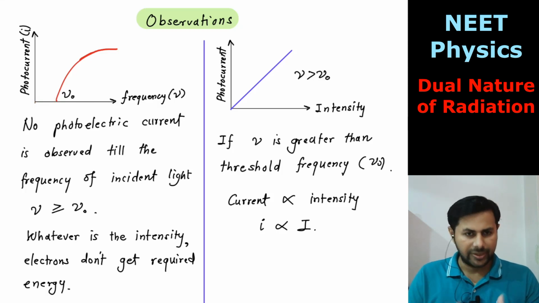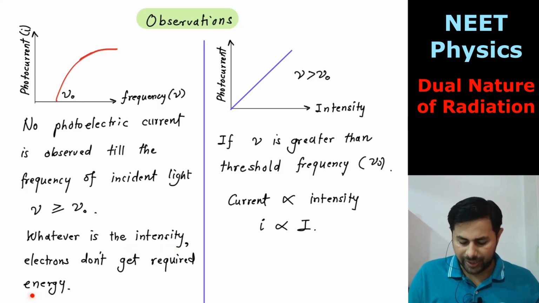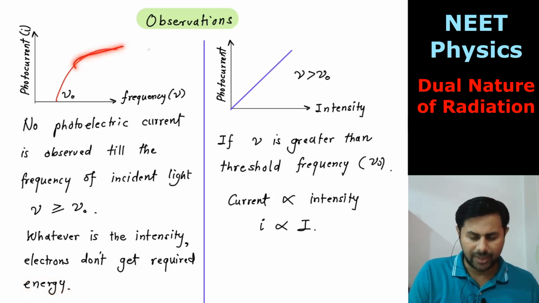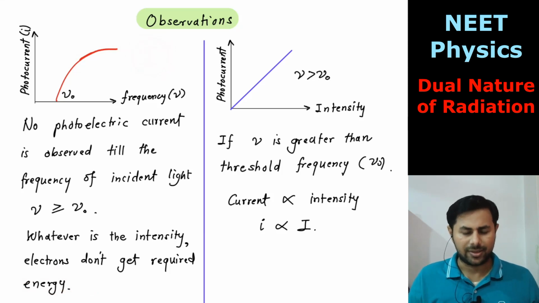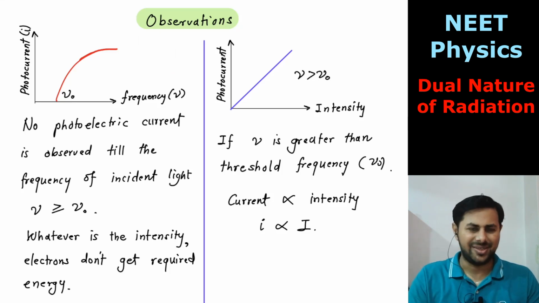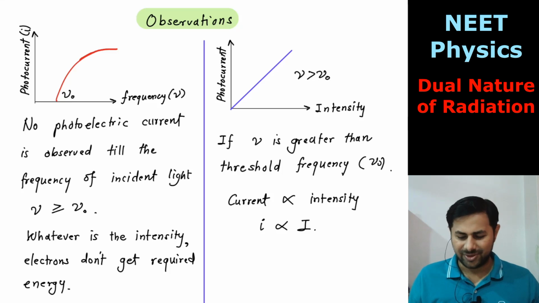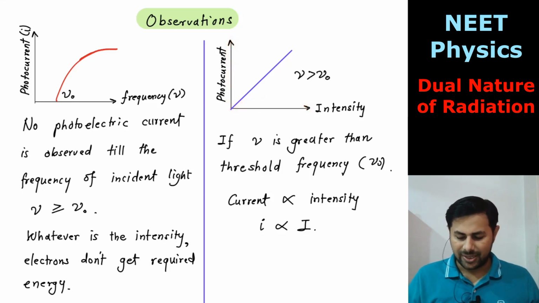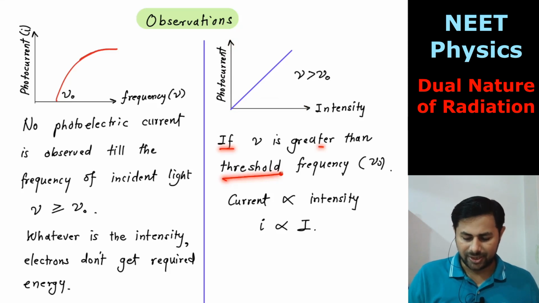Unless the frequency hits nu naught, whatever the intensity, the electrons don't get the required energy. Okay, so this first graph tells you that energy does not depend on the intensity. Energy of the light does not depend on intensity, or at least the energy that electrons gain from light does not depend on the intensity.